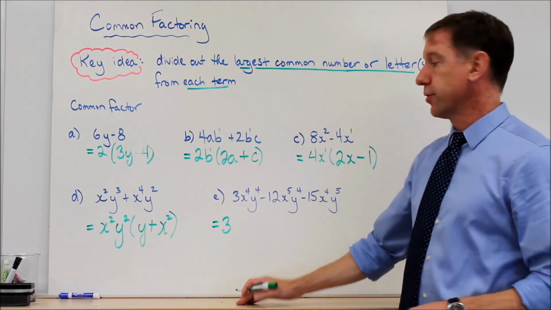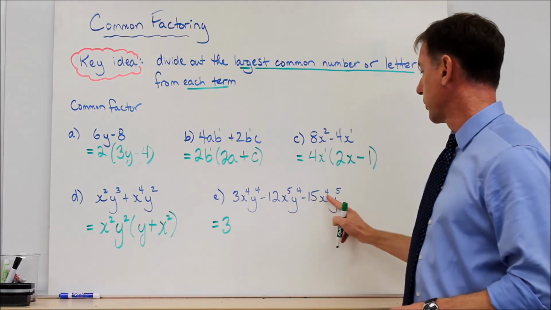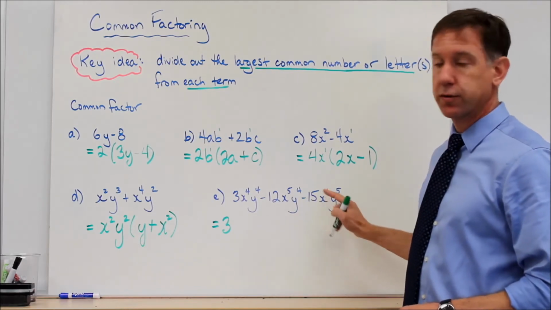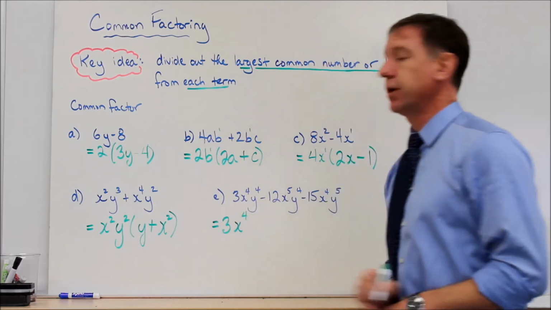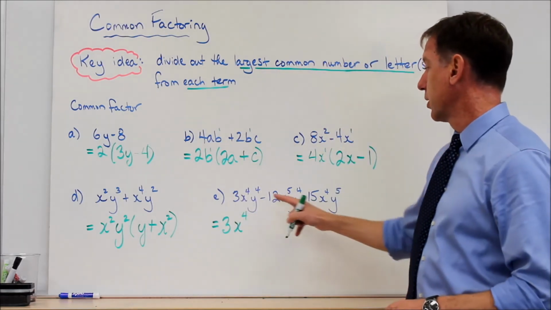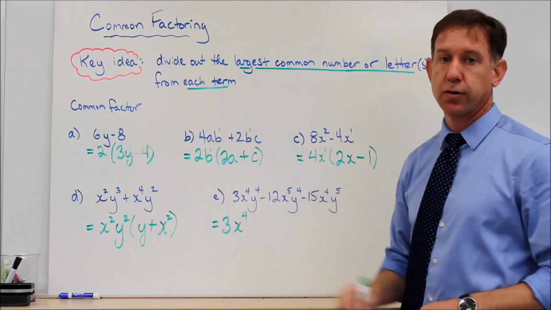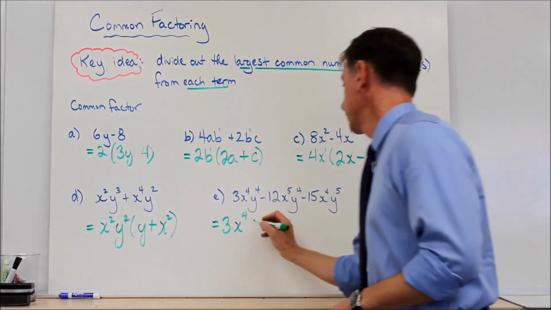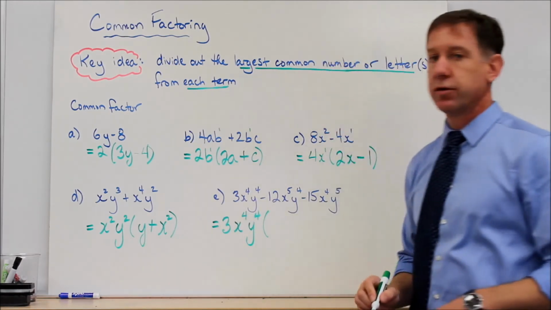Quickly scanning the letters, we've got x to the exponent 4, x to the exponent 5, x to the exponent 4, so 4 is the lowest exponent there, so I'll take out, or divide out, 4 x's from each term. And for the y's, a 4, and a 4, and a 5, and again, the lowest exponent there is a 4, so we'll divide that out. Okay, now do the actual division.